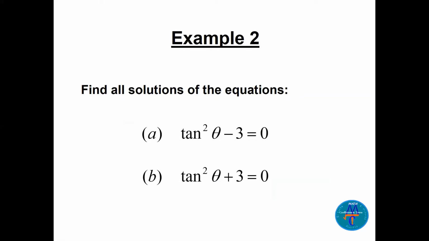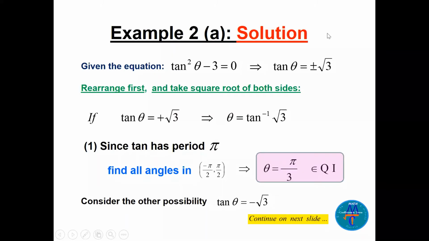Example 2 is two parts also. Tan squared of theta minus 3 is equal to 0. Tan squared of theta plus 3 is equal to 0. Now, if we look at the solution of part A, tan squared theta minus 3 is equal to 0, let's rearrange the equation. Take 3 on the other side and take the square root of both sides. So we get tan of theta is equal to plus or minus square root of 3, and then we take each possibility alone.